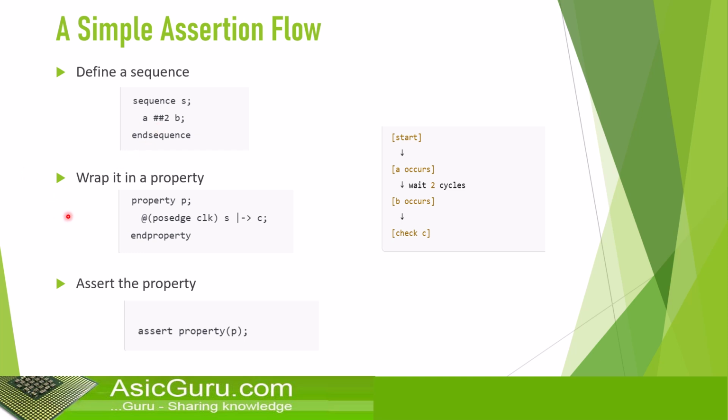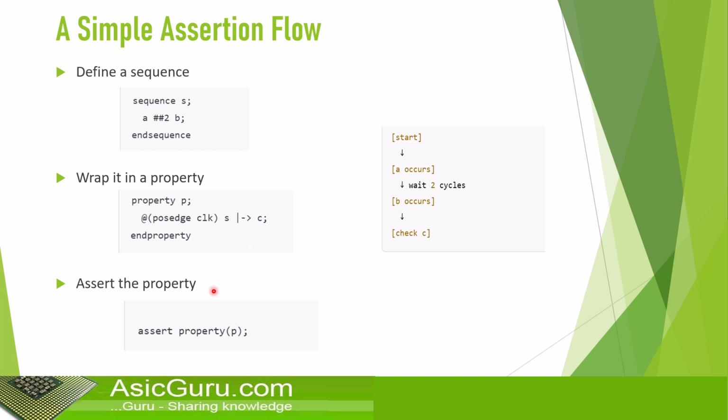So for example, here we are defining a property P. Inside this property, we are using a clocking event: at every positive edge of the clock, if sequence S occurs, then C must also occur in the same clock cycle.